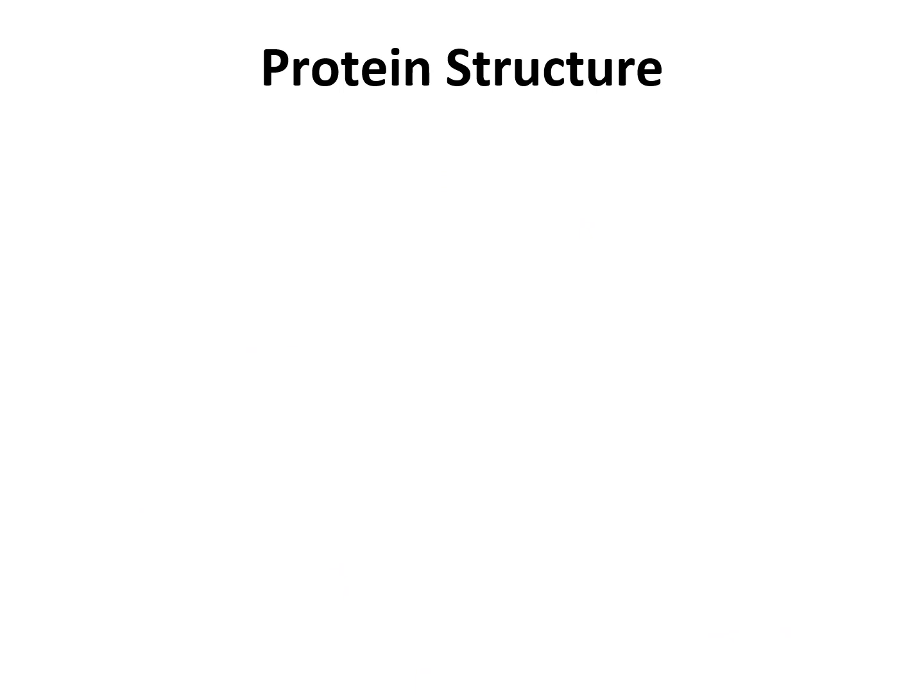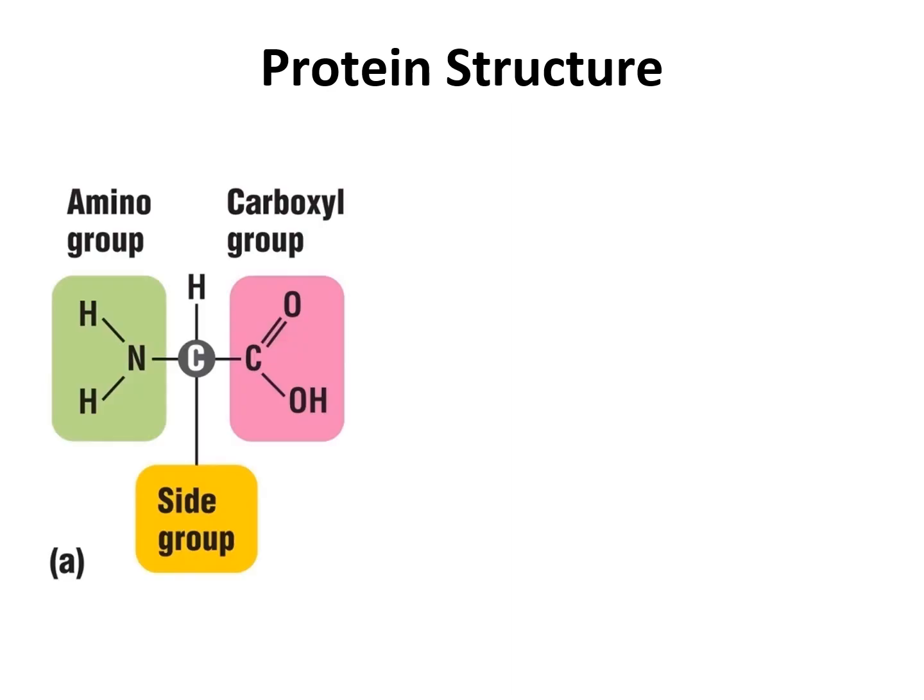Protein structure is a little bit more complicated compared to the other organic molecules. And this is the reason why we get so many more different types of functions for proteins compared to the other macromolecules. The basic subunit for protein structure are amino acids. So the amino acids are the monomers that are linked together to form proteins.